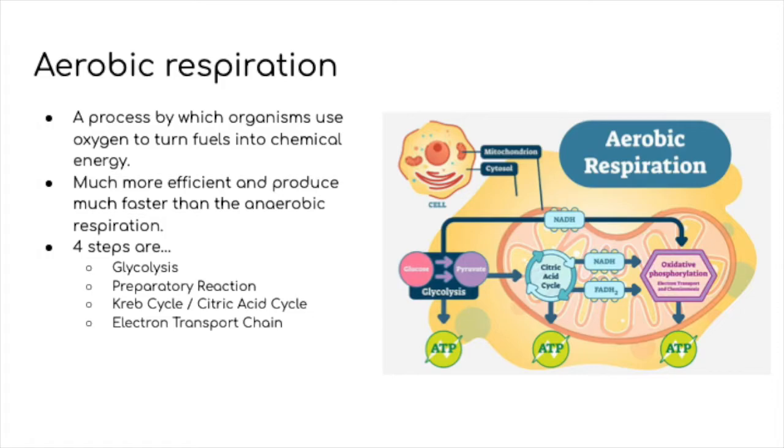Aerobic respiration is much more efficient and produces ATP much more quickly than anaerobic respiration. This is because oxygen is an excellent electron acceptor for the chemical reactions involved in generating ATP. The 4 steps of aerobic respiration are glycolysis, preparatory reaction, Krebs cycle or citric acid cycle, and electron transport chain.